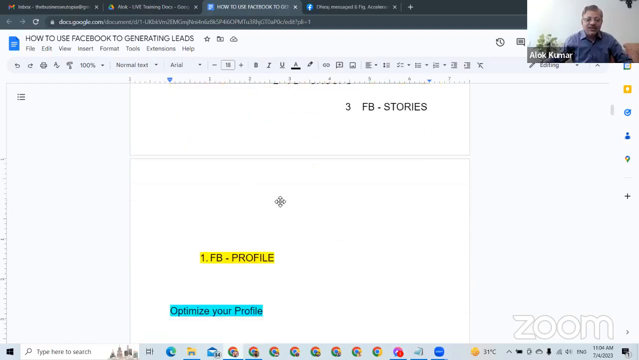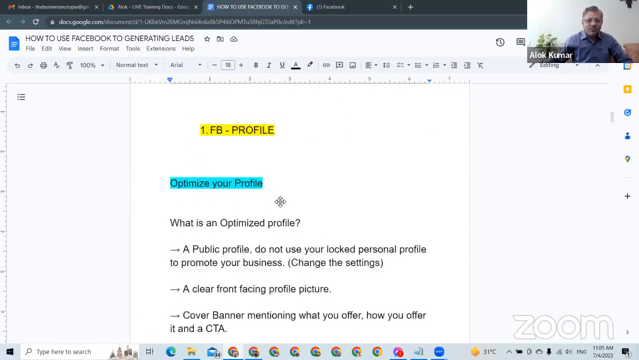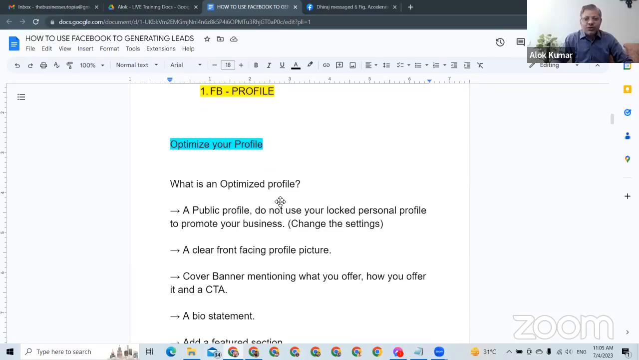So let's think of the first one as the Facebook profile. I call it optimizing your Facebook profile. Why do you want it, and what is an optimized profile? Let's first talk about it. Normally you have made an account on Facebook and you have made this profile a public profile. Never lock your personal profile, because you are doing a business and people want to know about it. If by mistake you have done it, change the setting right now, right here, right? So always have a public profile.